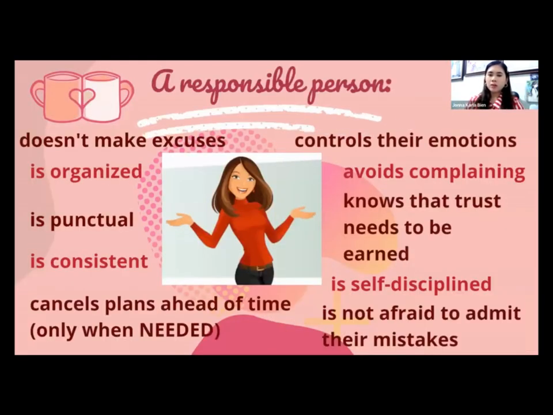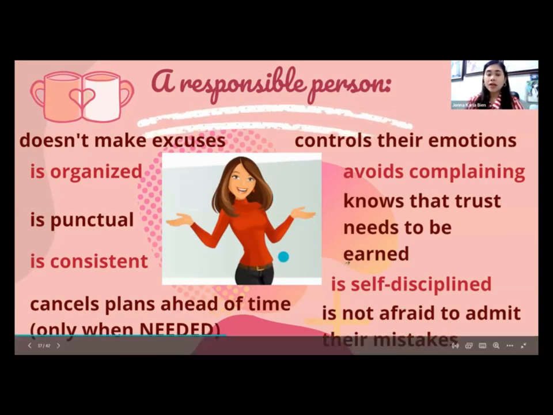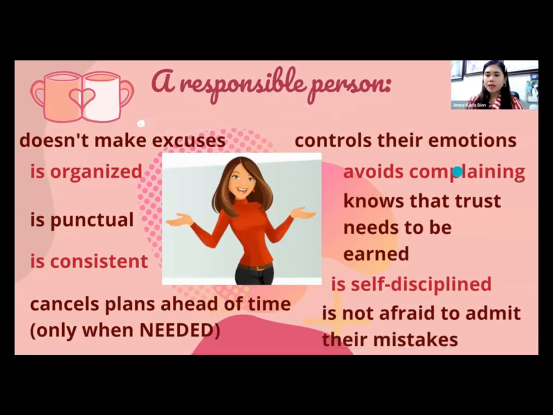So a responsible person doesn't make excuses, controls their emotions, is organized, consistent, punctual, avoids complaining, knows that trust needs to be earned, is self-disciplined, is not afraid to admit their mistakes, and at the same time, they cancel plans ahead of time and only if it's needed. They wouldn't say yes, then later cancel, but there will be a very important reason if they will be doing such.